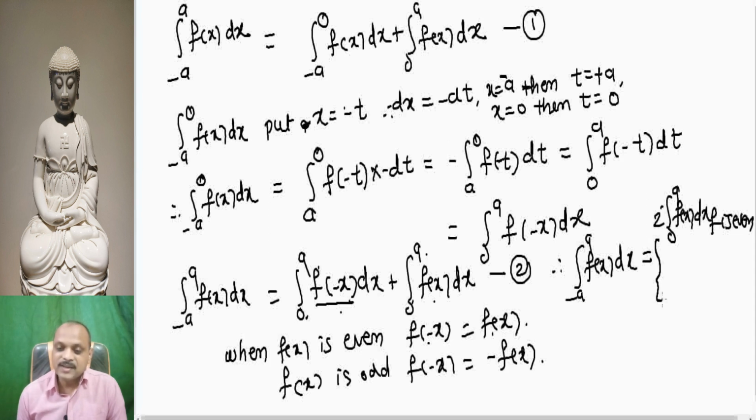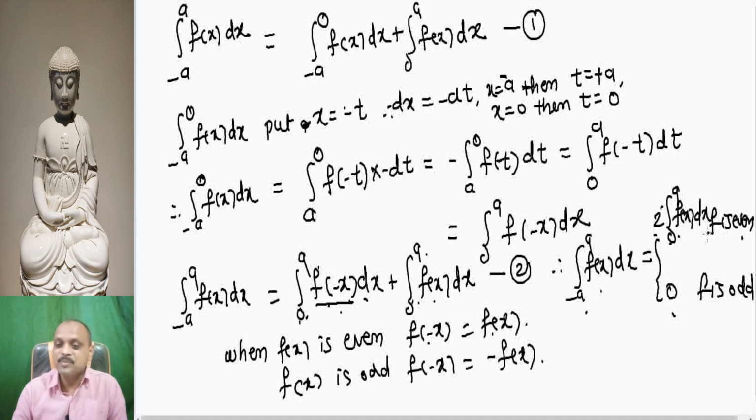Now when f of x is odd, then f of minus x equals minus f of x, so this is minus integration 0 to a f of x dx. This minus and this plus will be 0. So when f is an odd function, this integration from minus a to a will be 0, and when f is an even function, this integration becomes 2 times integration 0 to a f of x dx. This is our fifth property.